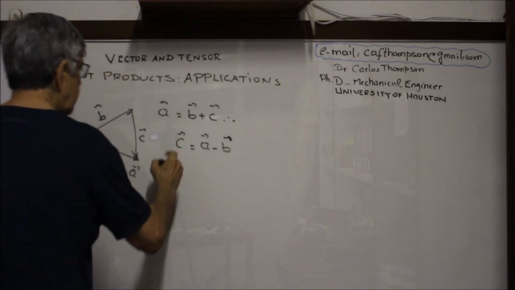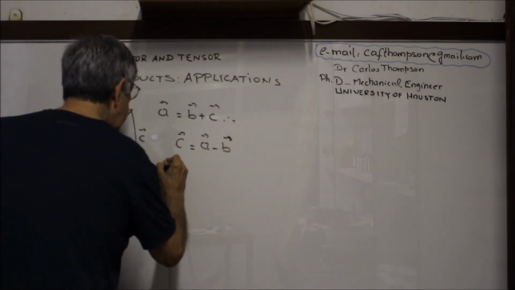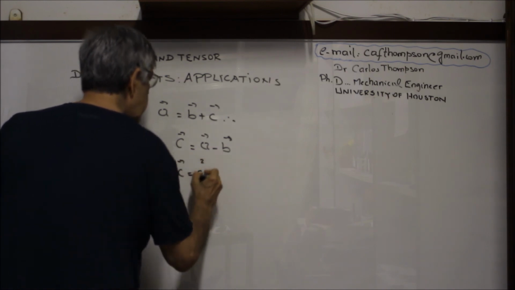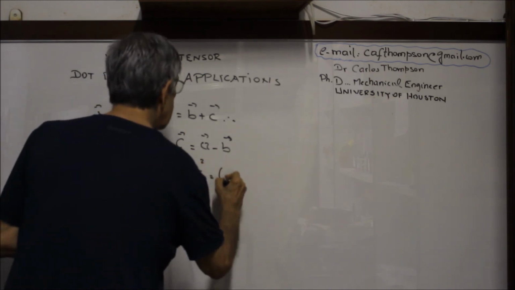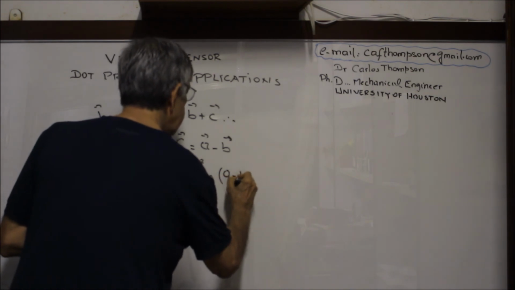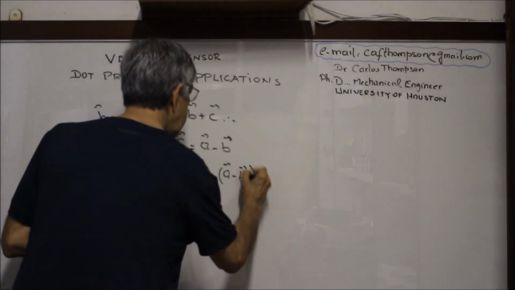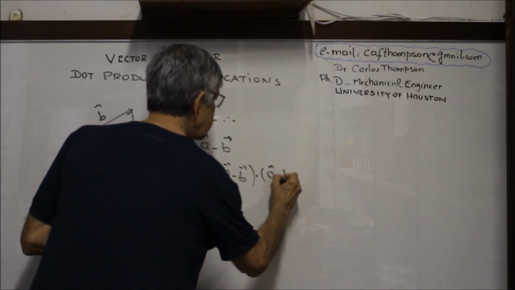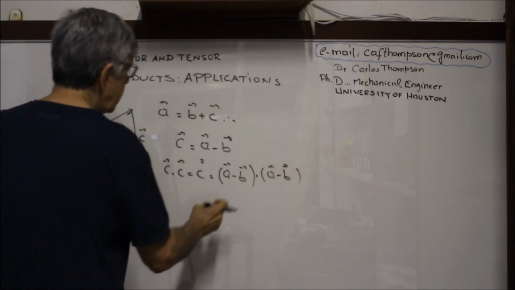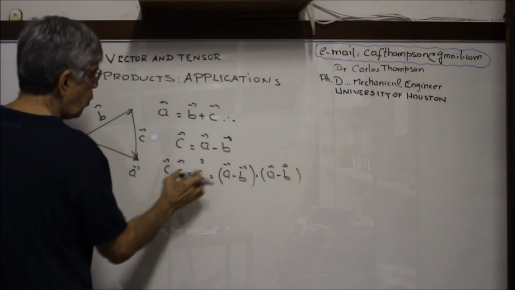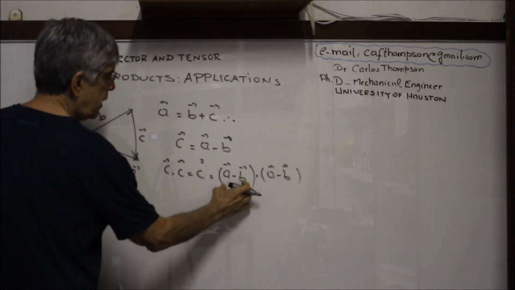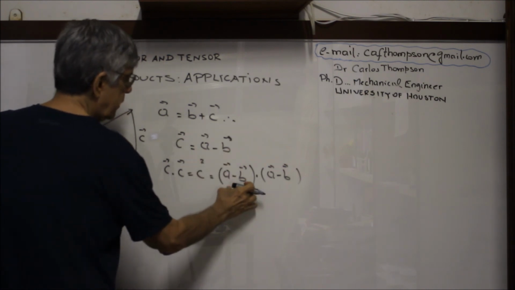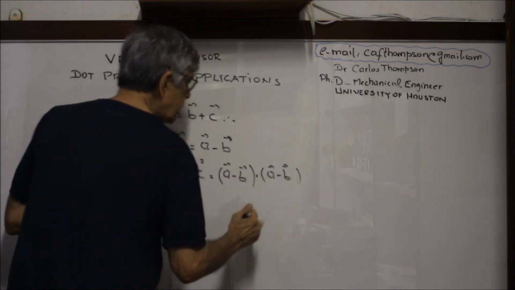Now, the dot product of vector C and vector C is C squared, which is equal to A minus B dot A minus B. That's C squared, which is the vector A minus B dotted with A minus B.